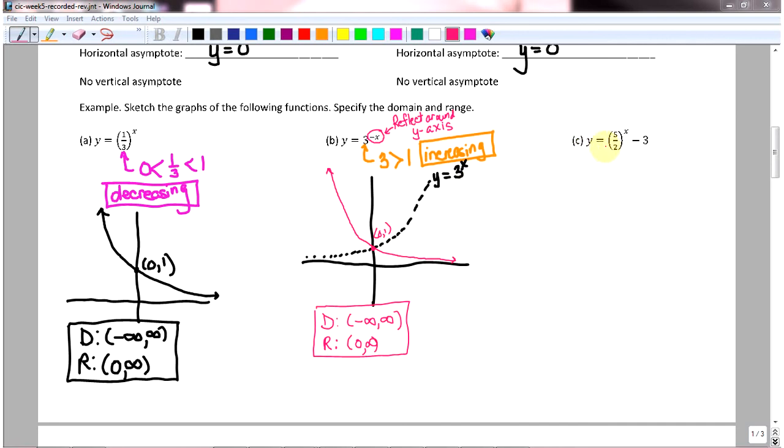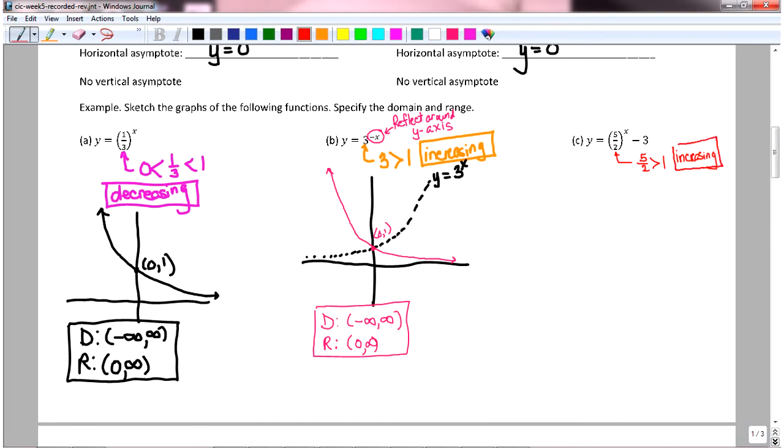Next we have y is equal to (5/2)^x minus 3. So first thing we need to do is look at our base. Even though it's a fraction, you have to be careful. 5 halves, this improper fraction, is bigger than 1. So that tells us that the basic exponential function it's based on is an increasing graph.